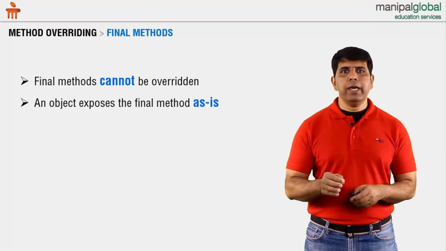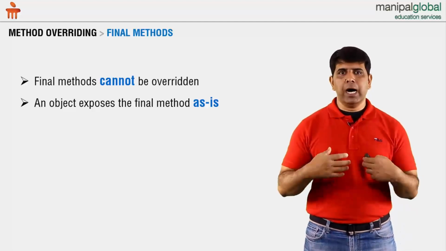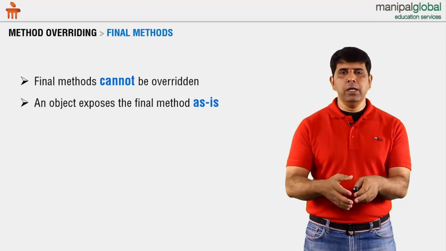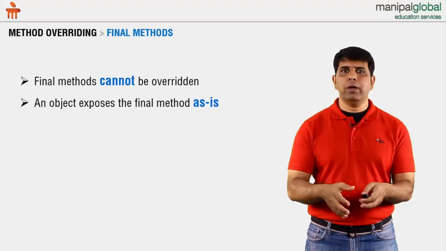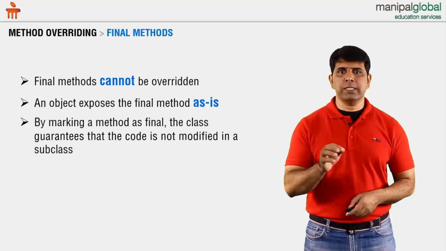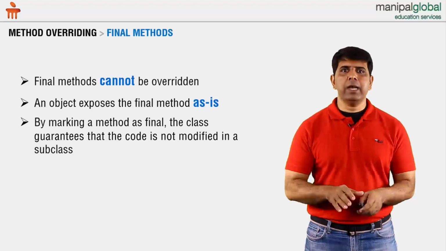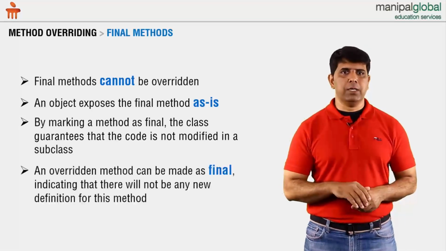Now an object exposes the final method as is. That means if I have written a method as final, no matter who extends my class, my method will be called as it is. There cannot be overriding at all. By making this method final, it is guaranteed that nobody else will modify the code in their subclasses.